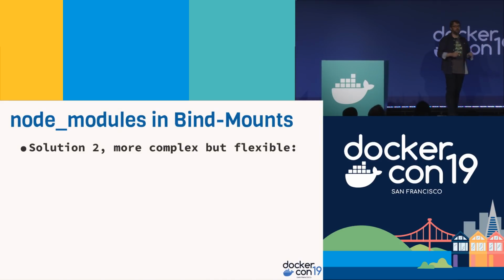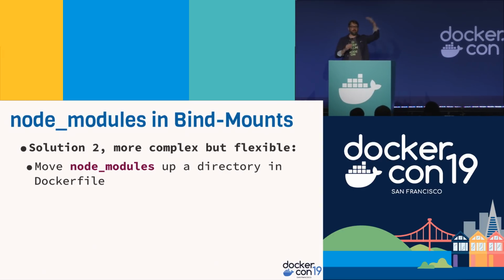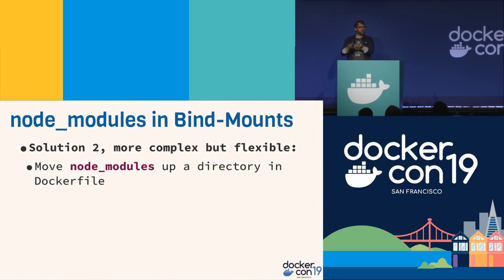All right, so solution 2 is sometimes better, sometimes not. Solution 2 is where there's a feature in Node in general, or JavaScript in general, where Node will look for Node modules up the path. So if it doesn't see a Node modules in your current directory, it will look up a directory, and so on, until it gets to the root of the file system.